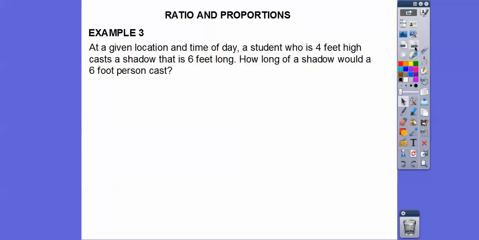Okay, so at a given location at the time of day, a student who is 4 feet high casts a shadow that is 6 feet long. So how long of a shadow would a 6-foot person cast?